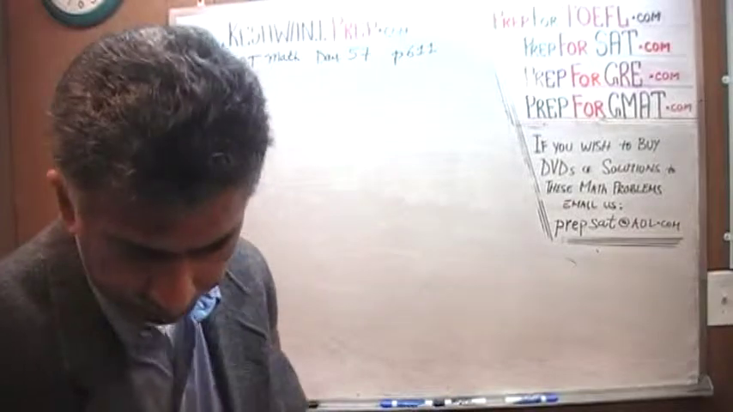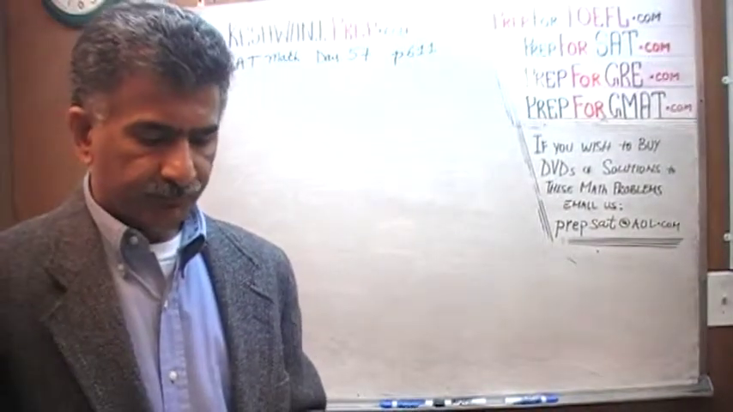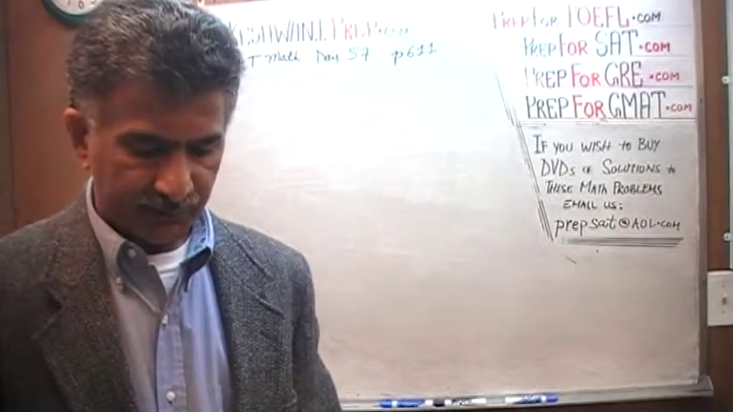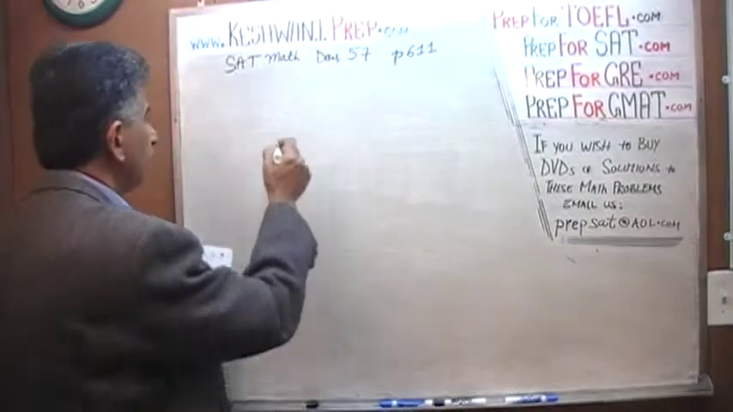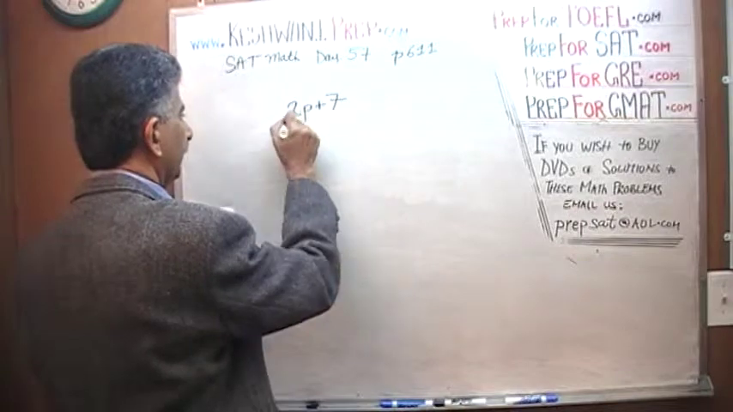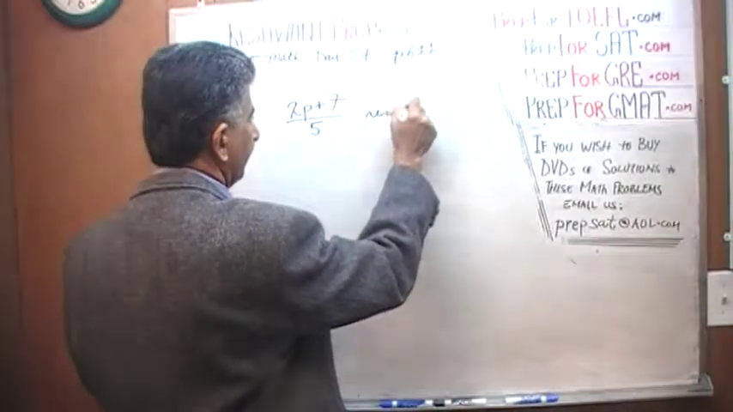Problem number 9. Let's see what we have here. If p is an integer, so we are told that p is a whole number, and 3 is the remainder when 2 times p plus 7 is divided by 5. So we have this quantity 2 times p plus 7, when divided by 5, we are told that the remainder is 3.